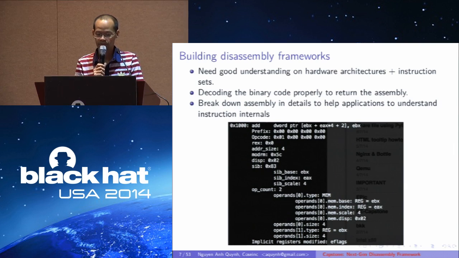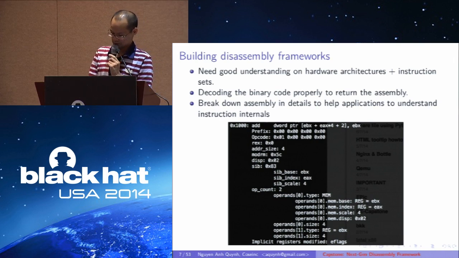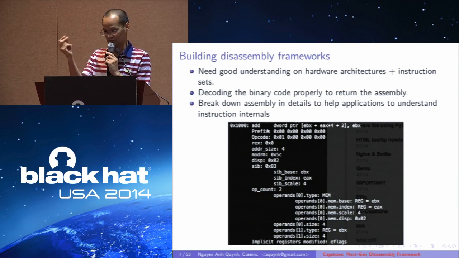Because a good disassembly framework needs to break down the assembly in detail, so it can help the application to understand the internals of the instruction. First of all, a good disassembly must do this. That's the output of Capstone. So first of all, given some binary code, you need to return the assembly code here. That's the instruction.